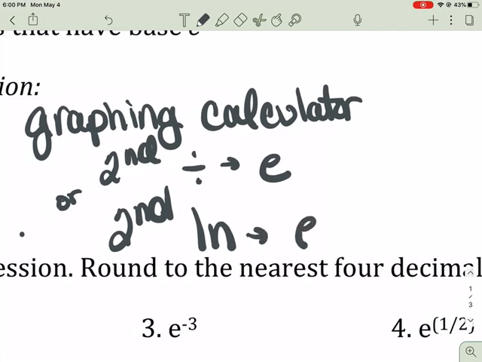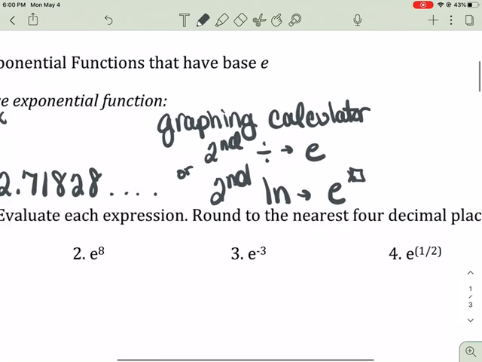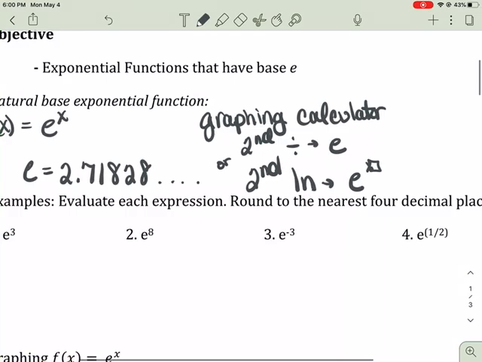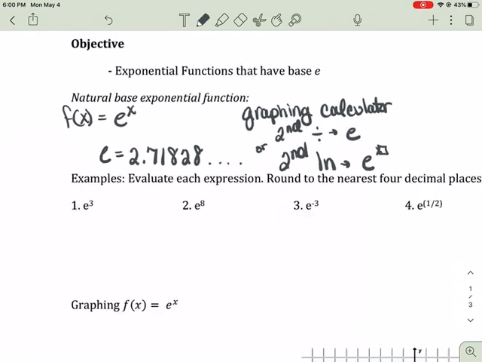Or if you press second, and then you're going to see LN, which is to the left of the number 4. And that's going to give you e, and then it's going to give you a little box and say input your exponent here. This is the one we're going to be using. It automatically already raises e to a power, and that's where you're going to put in your values like this one down here, 8, -3, 1/2.